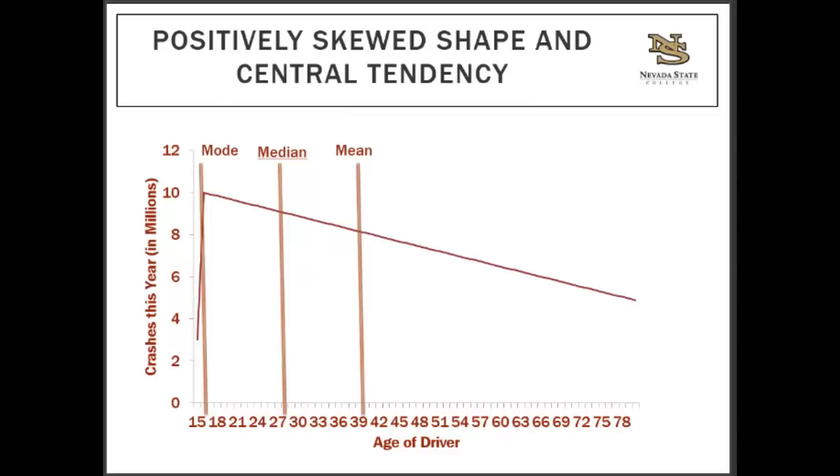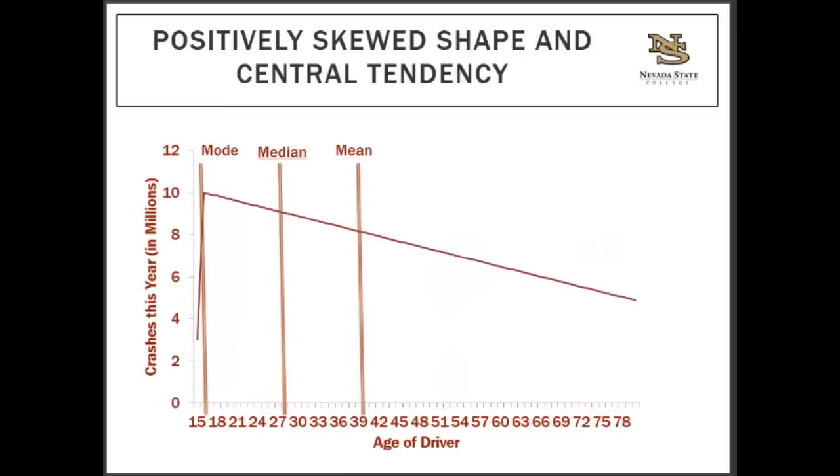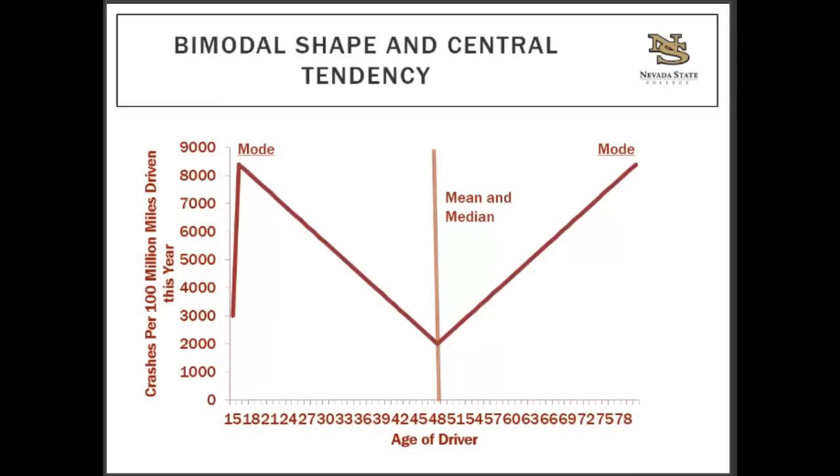Now think about how you can measure values when I show this next example. So here it appears that younger drivers have more crashes. Well, if you control for the fact that older drivers typically aren't driving as much, so they're probably underrepresented in terms of number of crashes, if you control for that fact by looking at crashes per 100 million miles driven, you see a quite different distribution. So this would be a bimodal distribution.